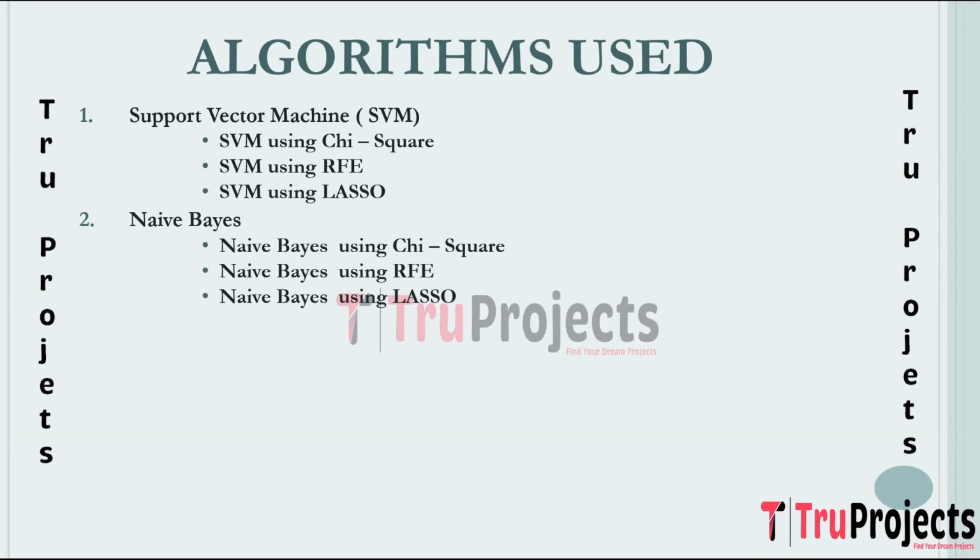Naive-Bayes using Lasso. Lasso is utilized in conjunction with naive-Bayes for feature selection. Adding a penalty term to the objective function, this encourages sparsity in the feature set, allowing the naive-Bayes model to focus on the most important features for effective classification.